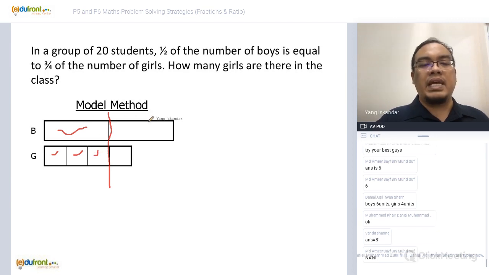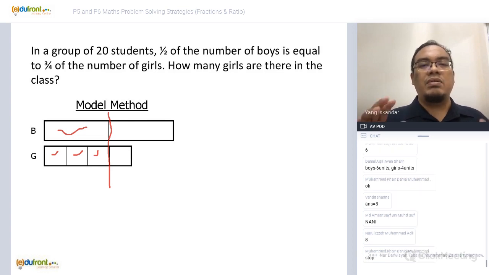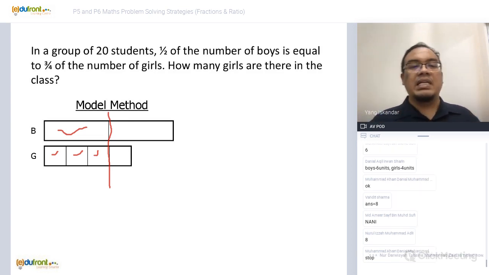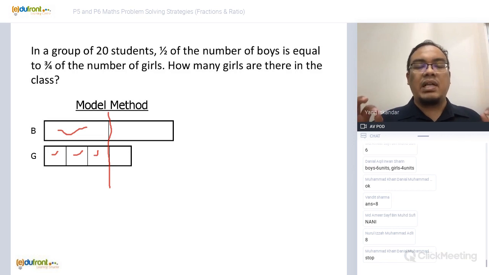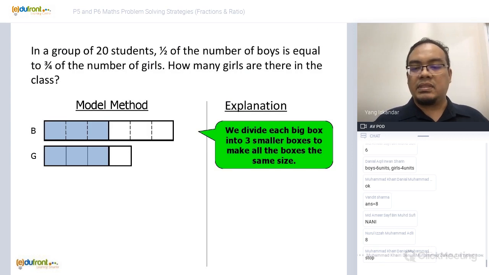Now the problem here is that you notice after you cut, the size of each unit is not equal. So you need to do something. You need to cut further such that you have equal parts or equal units. Otherwise, you cannot compare. Now let's take a look. So how do you cut?